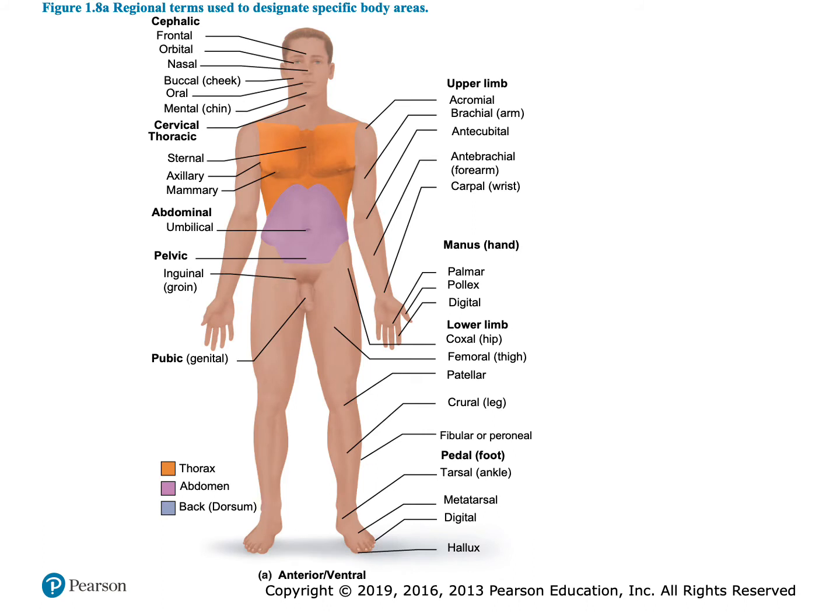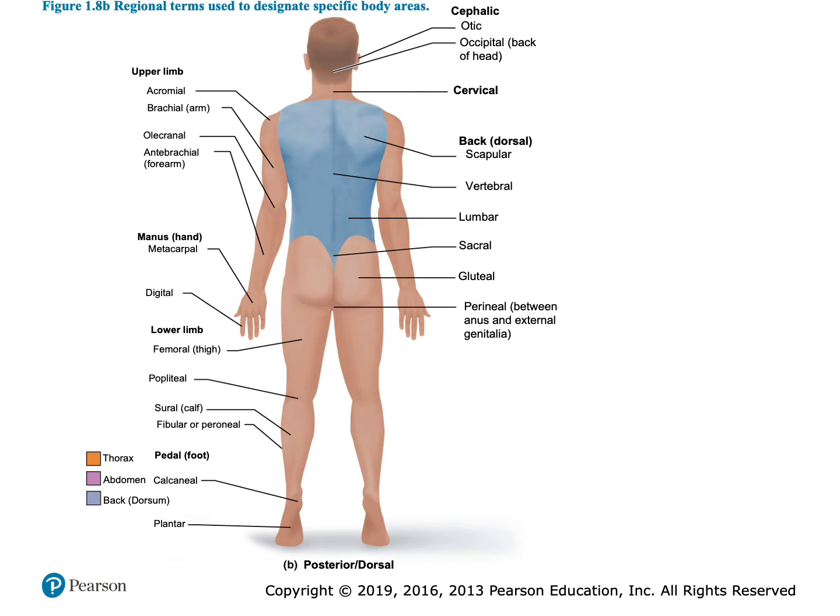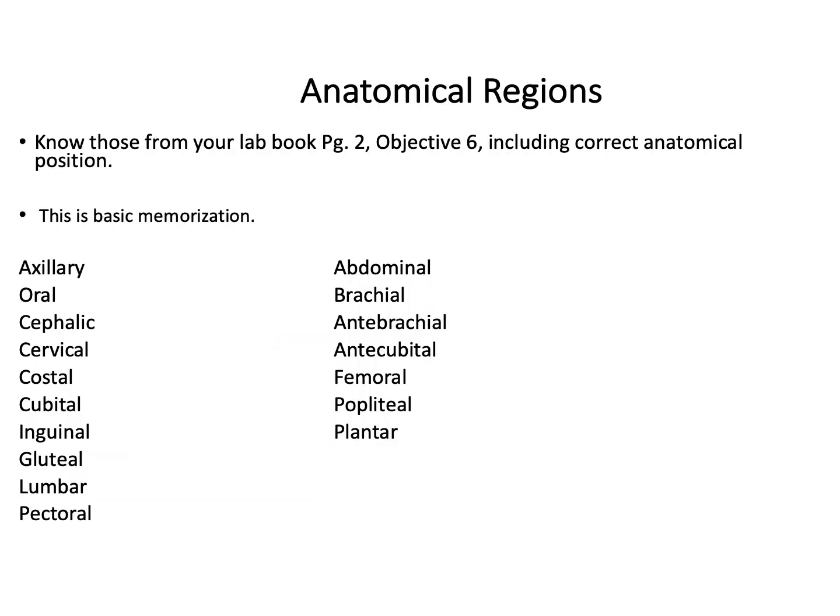Now, this picture, again, it came from your lecture book. So when it comes to regional terms that you need to know for both lecture and lab, I'd like you to just memorize the ones that are in the lab book. You don't need to know all of these details for lecture or lab. Go by the lab book. Same thing on this one. Go by the lab book. So I've listed them out here on this slide.